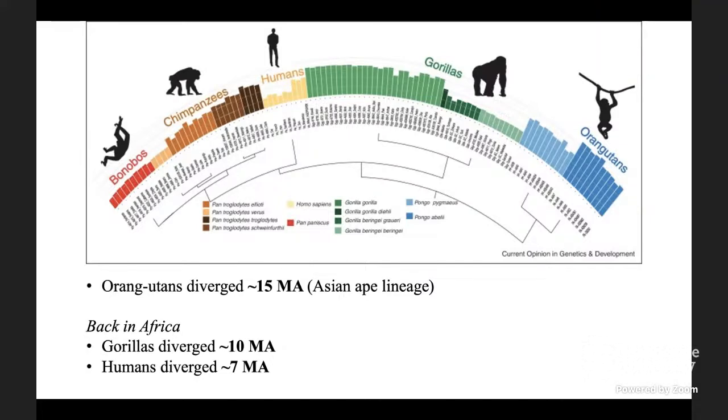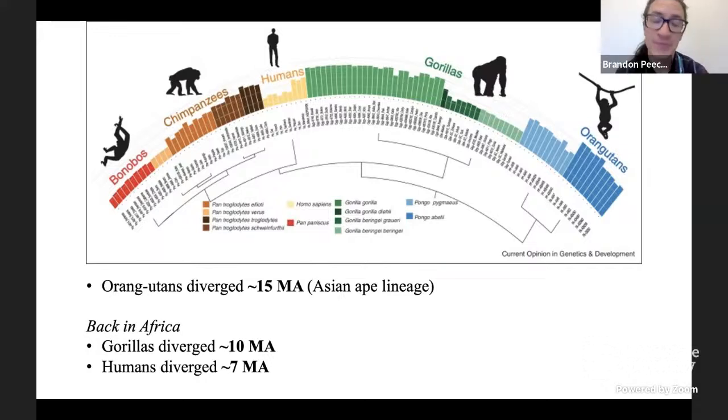I think it's interesting that we often think of ourselves as very close to the chimpanzees, but if we look at this, we see that chimpanzees and bonobos are sister to each other, and humans are sister to that whole clade. Right. We're not right next to the chimpanzees.